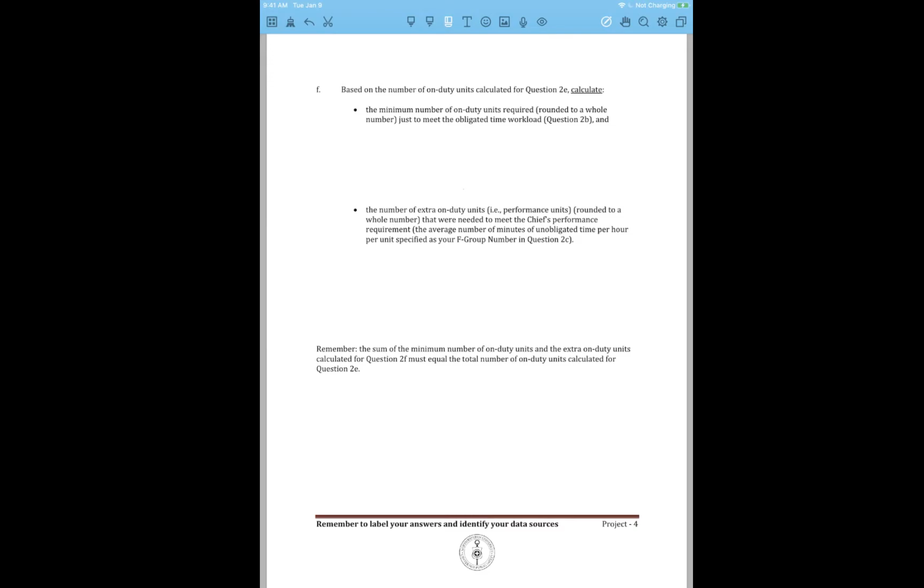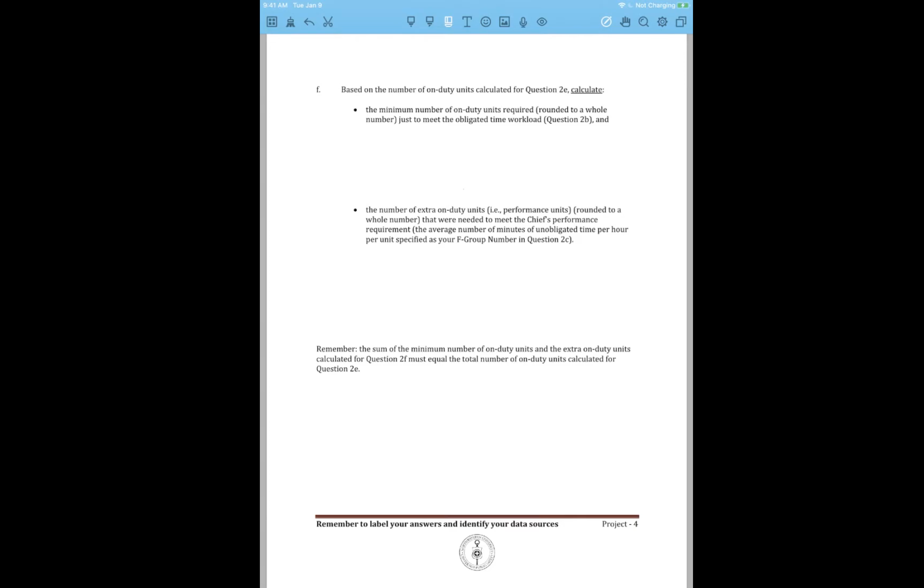Question 2F is now asking you to break down the total number of units into minimum units and performance units. So the formula is really similar to the number of units formula. You're just using a different amount of time to break those units down. The minimum number of units is based on total obligated time. The performance units are based on unobligated time.